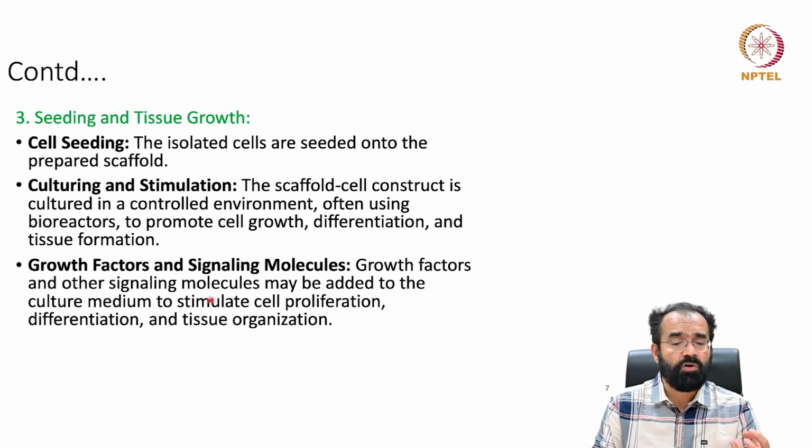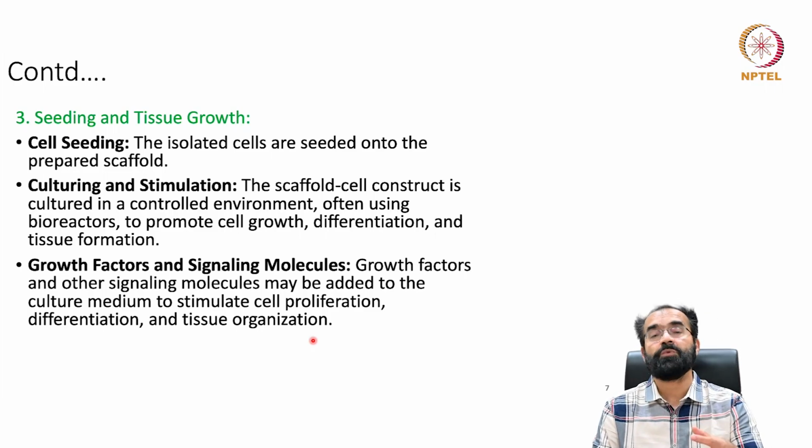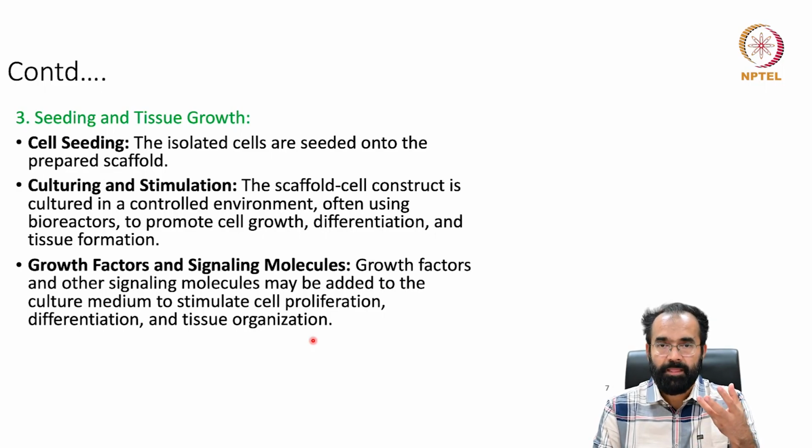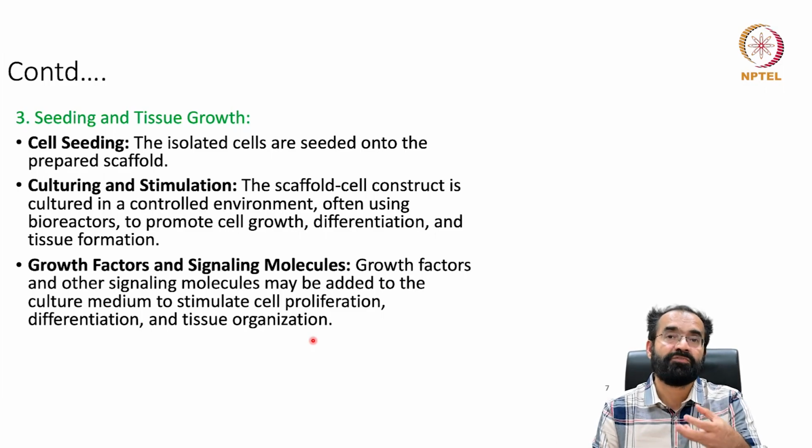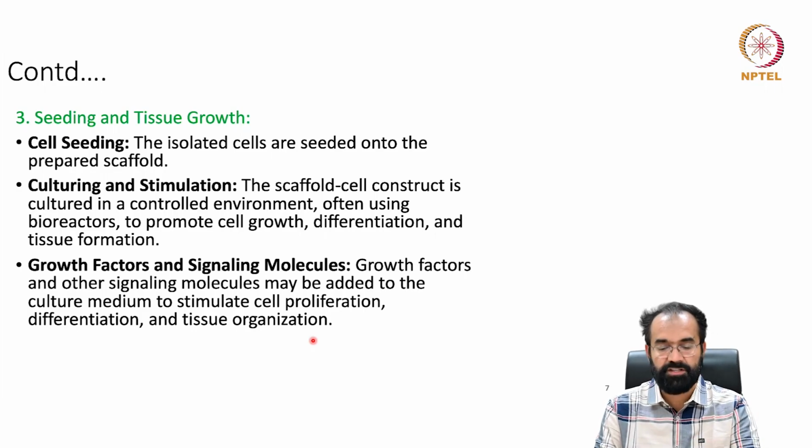Signaling molecules, growth factors and other signaling molecules may be added to the culture medium to stimulate cell proliferation, differentiation, and tissue organization. Like C2C12 cells, they are not used for any organ transplant, but they are the muscle cell line. You can make them differentiate into muscle fibers just by putting horse serum. Instead of bovine serum albumin, you put a horse serum, and it will differentiate. That is one example I am telling.